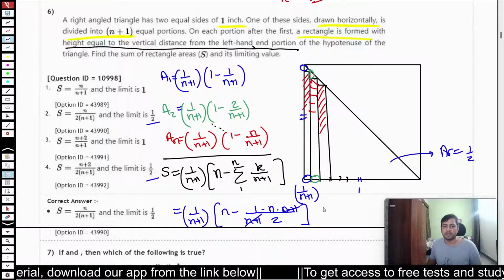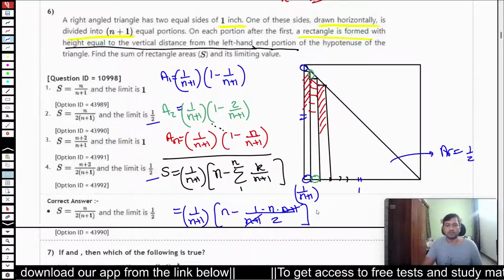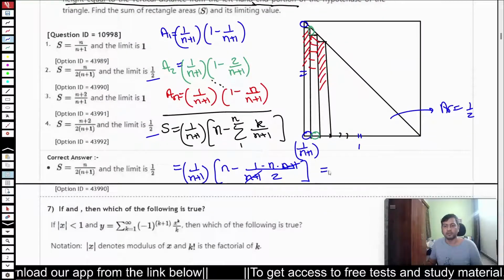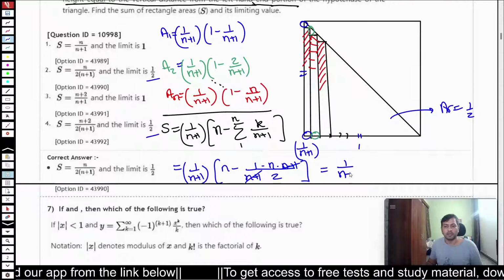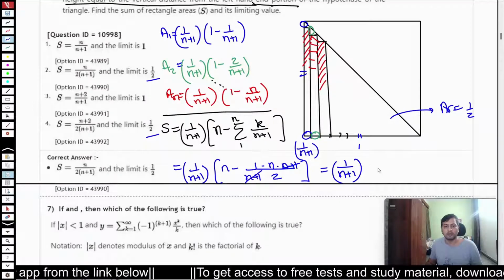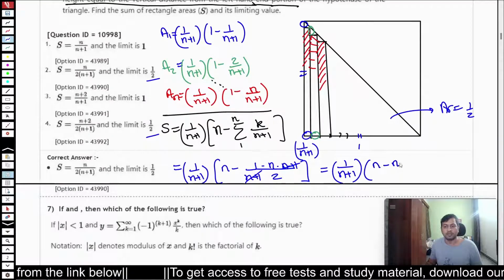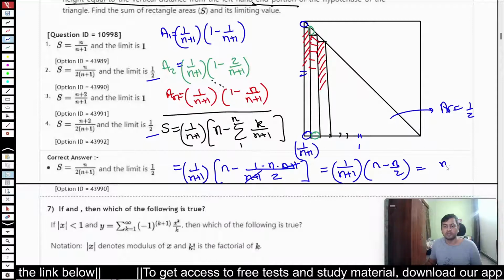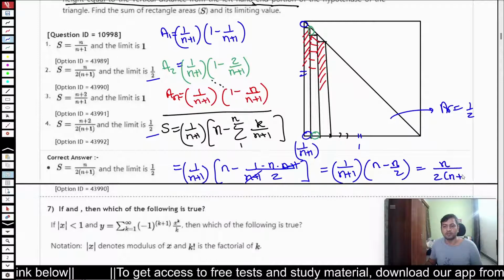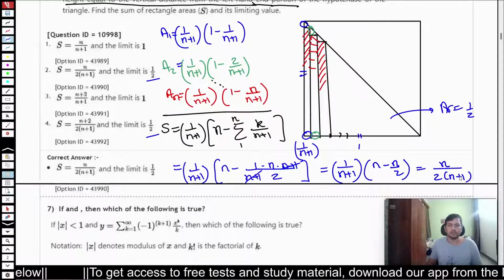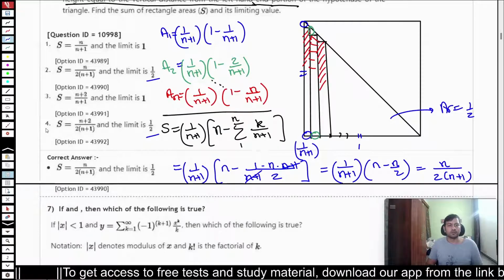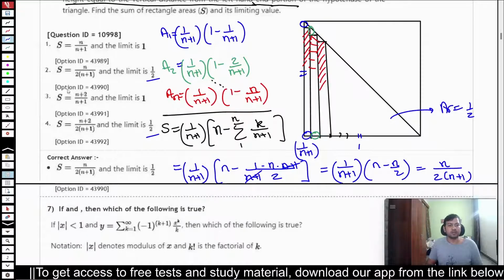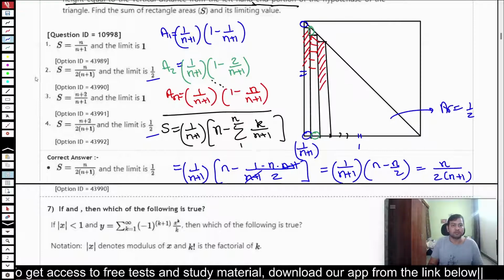So this is n minus n by 2. So this turns out to be 1 upon n plus 1 into n minus n by 2. So that is n upon twice into n plus 1. Okay, so n upon twice into n plus 1, so that's your correct answer. So in दोनों में से n upon twice into n plus 1.